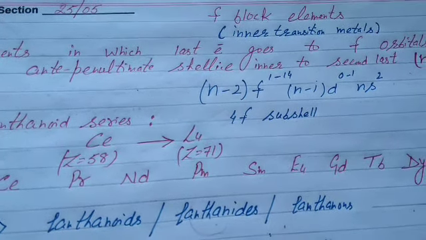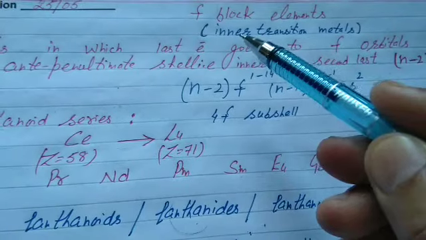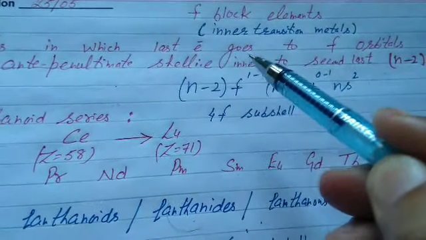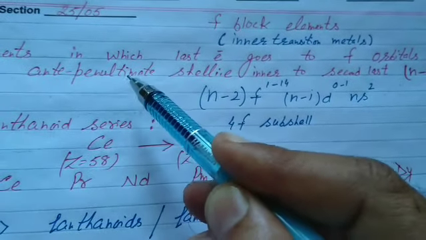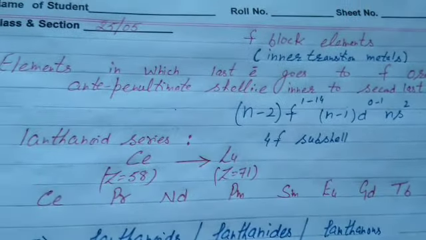Students, today in chemistry we will study F block elements, that is your inner transition metals. Elements in which the last electron goes to the f orbitals of the antipenultimate shell, that is, inner to the second last, are called F block elements.